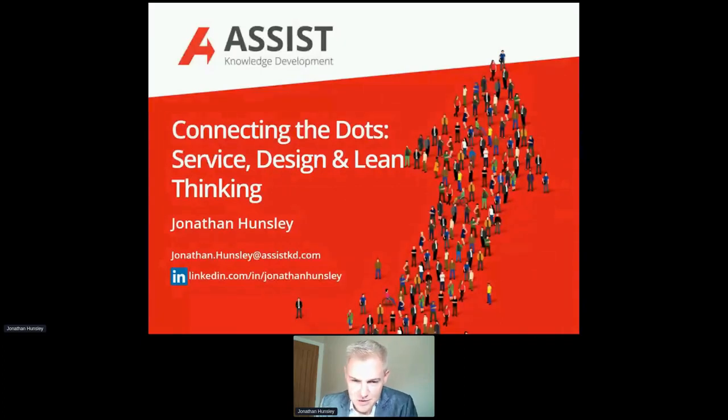Today, I'm going to be introducing a variety of thinking approaches and some of the tools that are associated with these. Each of the thinking approaches has an extensive toolkit, and we're not going to unfortunately be able to cover all of the associated tools, but I'm hoping that I'll give you a snapshot of some of the available tools that can support you when you're using service design and lean thinking.